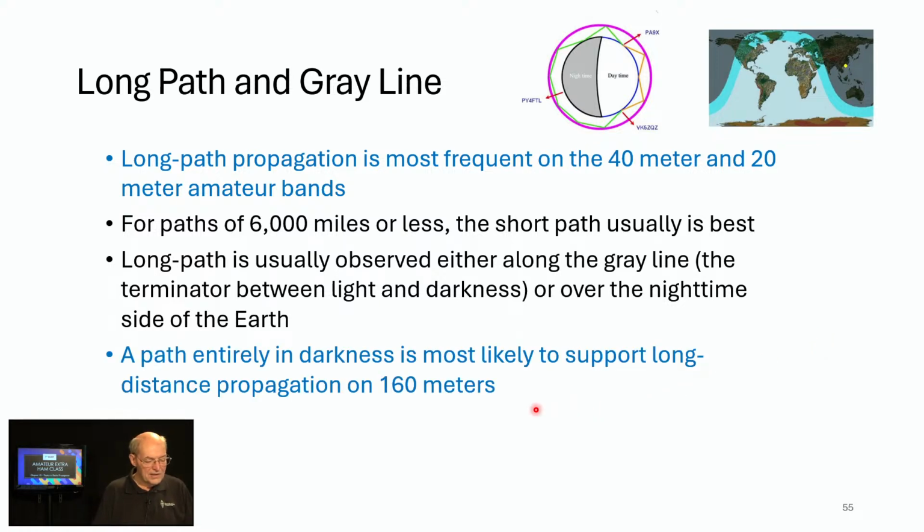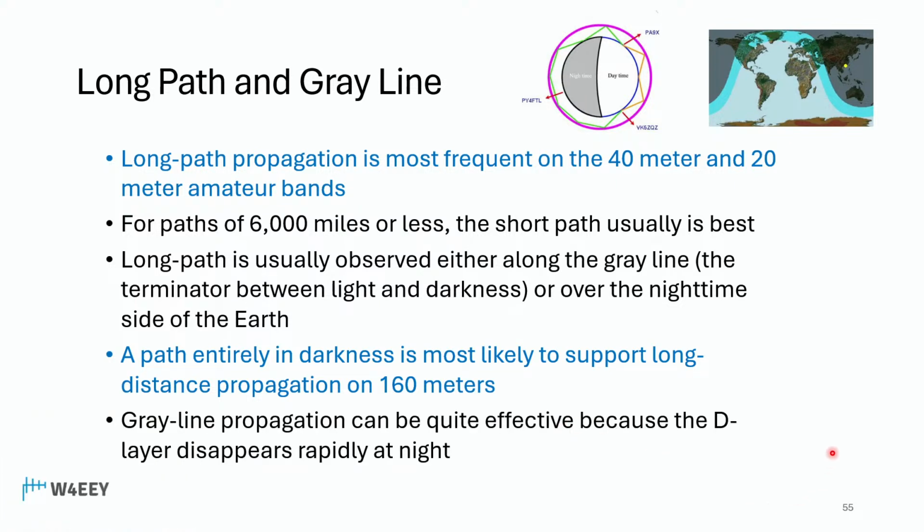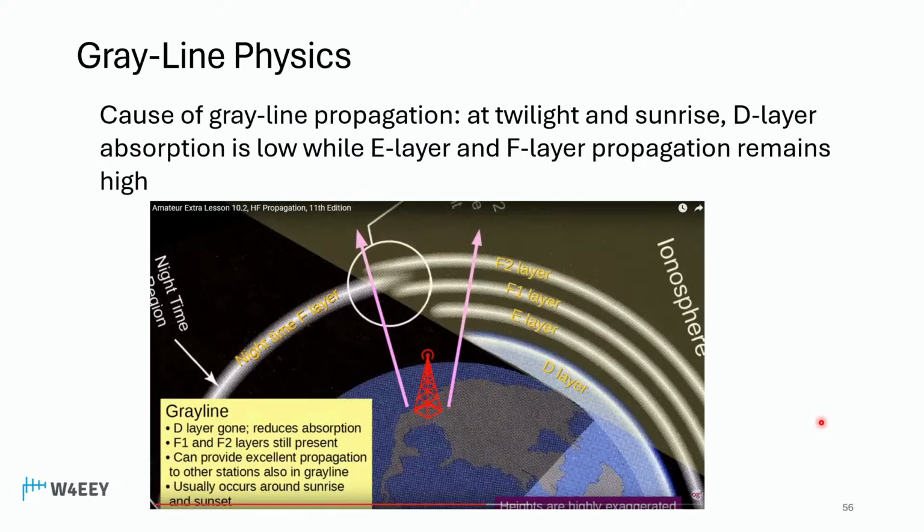Here's something you might need to know. A path entirely in darkness is most likely to support long distance propagation on 160. That's because the D region is not ionized when it's dark. And the D region tends to absorb 160. So gray line can be quite effective because the D layer disappears rapidly at night. It's not going to be interfering with those lower frequency signals.